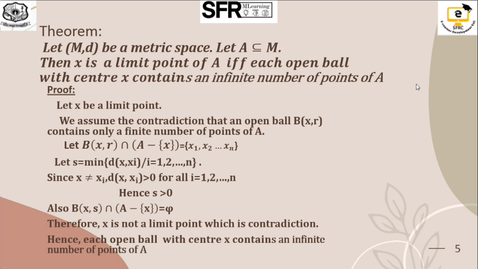So, we describe our open ball as B(x, r). Its intersection with A minus {x} will be equal to some finite points x1, x2, etc. up to xn. Now, we define s as the minimum of the distances d(x, xi), where i is equal to 1 to n. Since x is not equal to xi and the distance between x and xi is greater than 0 for all i, s must be greater than 0. Therefore, B(x, s) intersection (A minus {x}) must be equal to the empty set. By this, we can conclude that x is not a limit point, but we have assumed x is a limit point, which is a contradiction.